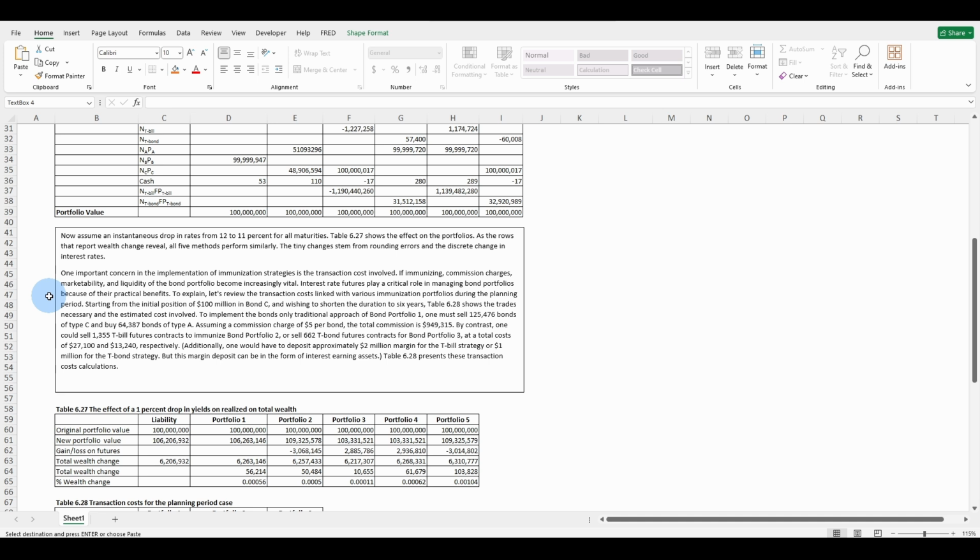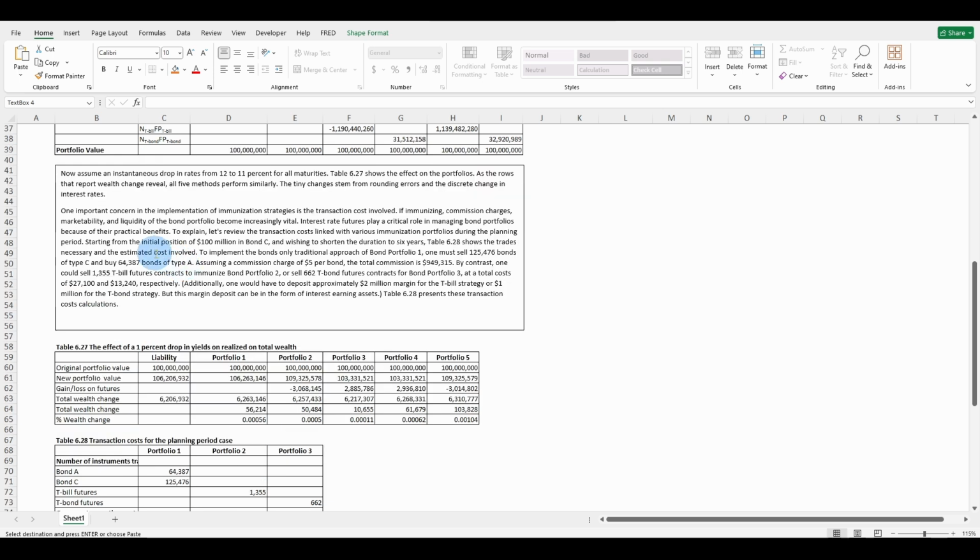Starting from the initial position of $100 million in bond C and wishing to shorten the duration to 6 years, table 6.28 shows the trades necessary and the estimated cost involved. To implement the bonds-only traditional approach of bond portfolio 1, one must sell 125,476 bonds of type C and buy 64,387 bonds of type A.